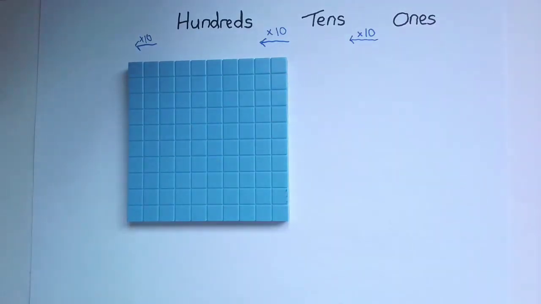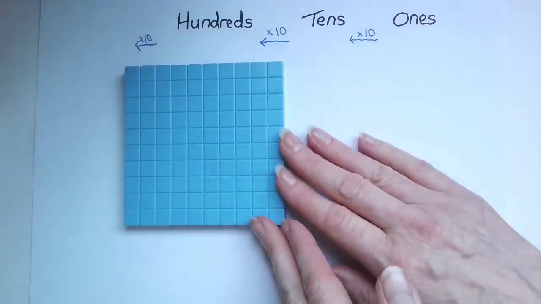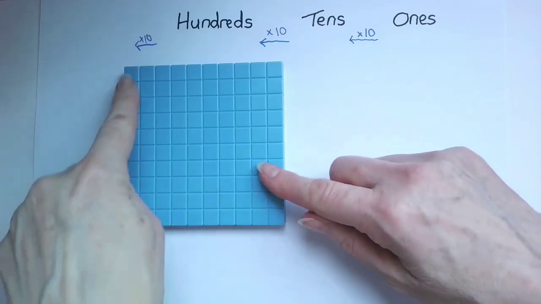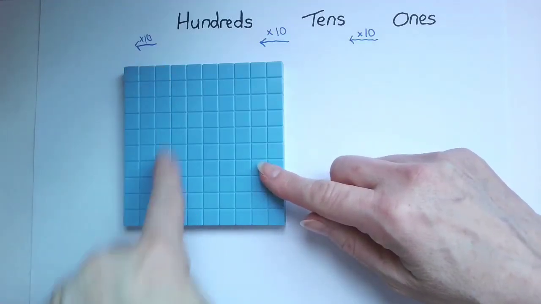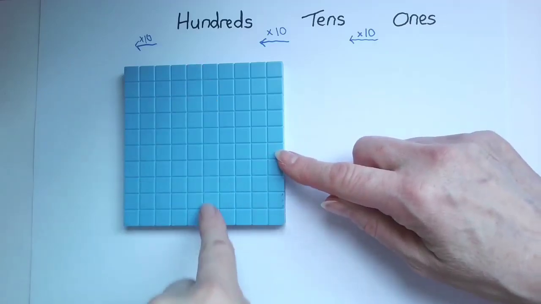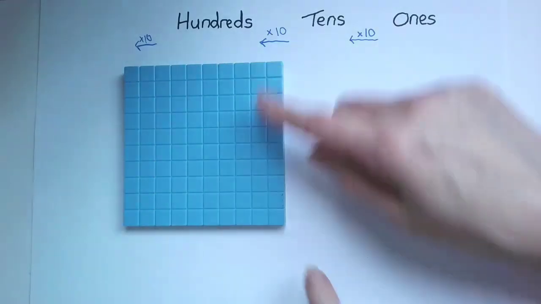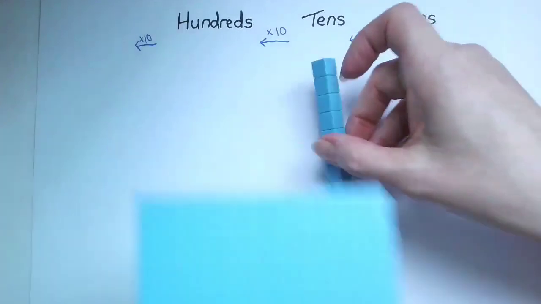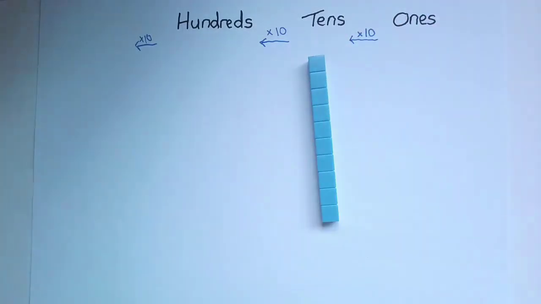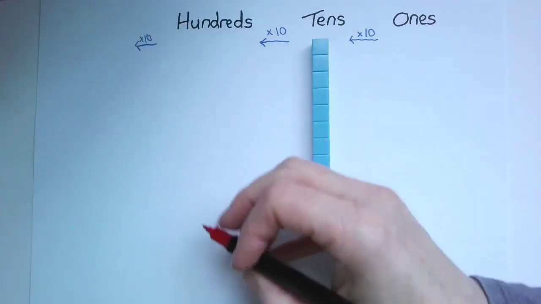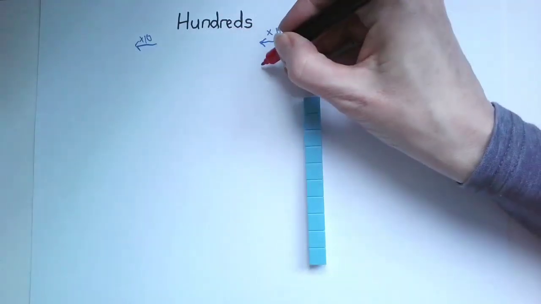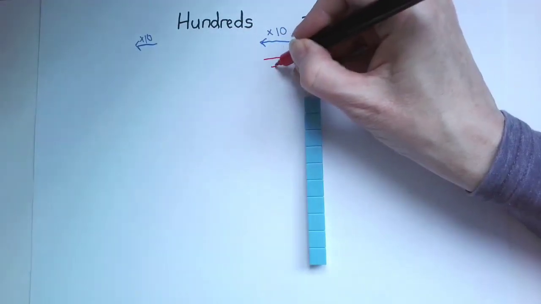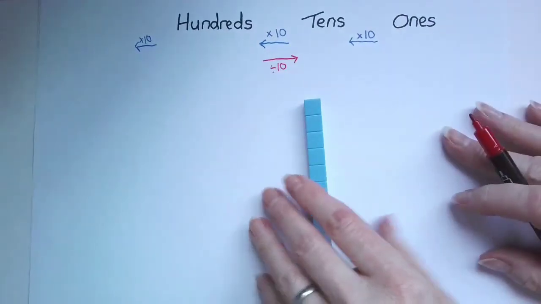What happens if I divide by 10? Well, that means I'm splitting my 100 up into 10 equal pieces, and we can actually see those 10 columns all the way along our 100 flat, 10 of them. So if we divide 100 by 10, we would end up with 10 stick. So this time we're moving backwards along our place value grid. So I'm going to show that here. If we divide by 10, our 100 becomes a 10.